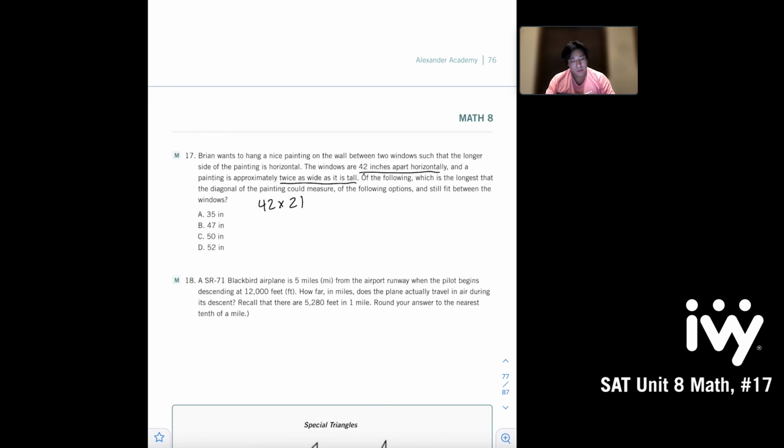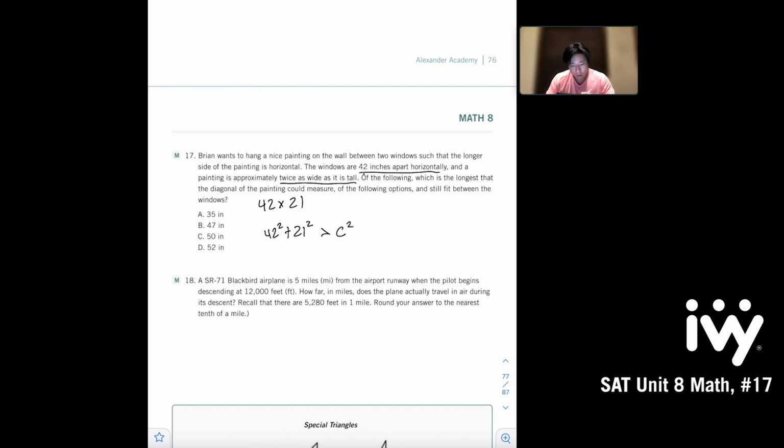21. So let's go ahead and use Pythagorean's theorem. We know that 42 squared plus 21 squared must be greater than our diagonal, we'll call it c squared, just because that's Pythagorean's theorem. That must be greater because this is the maximum dimensions. Your maximum dimension horizontally is 42, and that means the painting is going to be 21 vertically, so it can't be bigger than this hypotenuse that we're calculating.